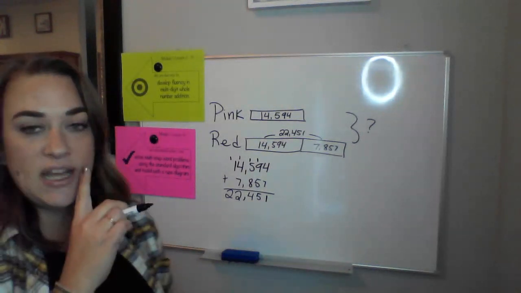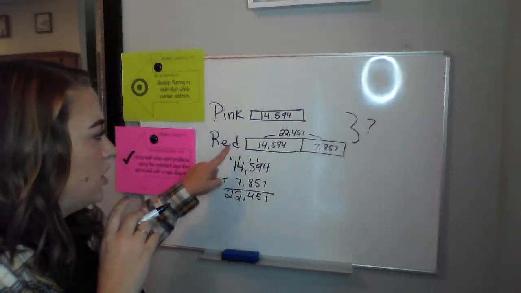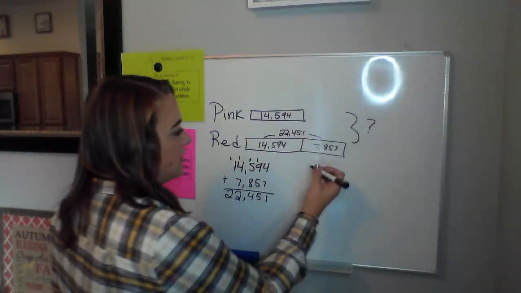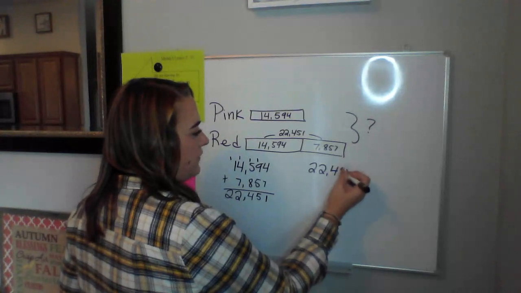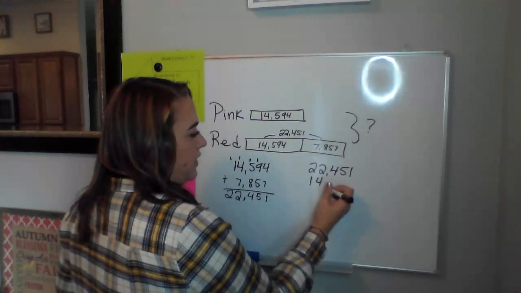But our question said, how many pink and red roses did they sell all together? So we have one more step before we get to our final answer. We're going to have to add our red roses total to our pink roses total. So that's going to look like 22,451 plus my pink roses.